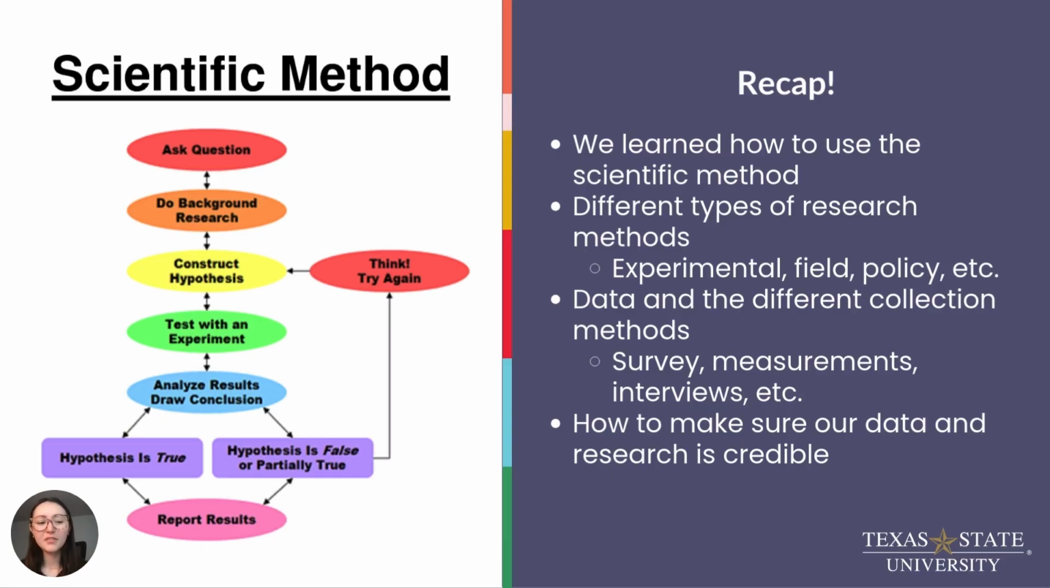And for a quick recap of lessons one and two, we have learned how to use the scientific method, different types of research methods such as field, policy, experimental, as well as differentiating between quantitative and qualitative data and the different collection methods such as survey, measurements, and interviews. How to make sure our data and research is credible.